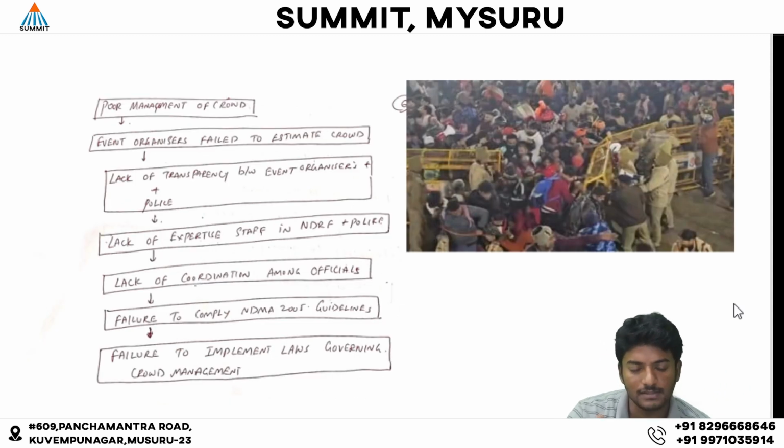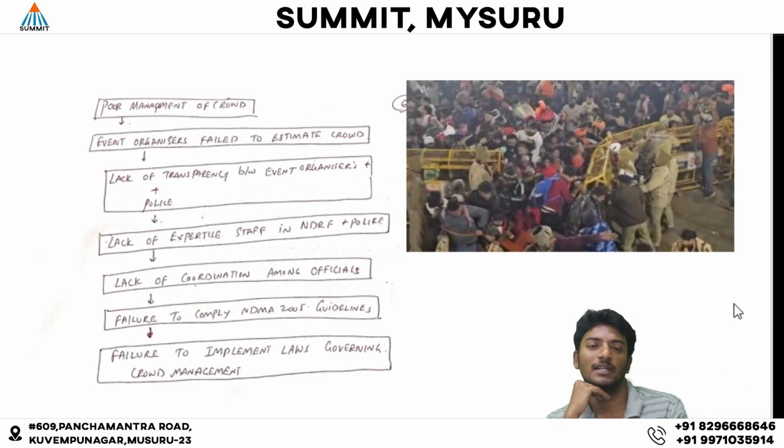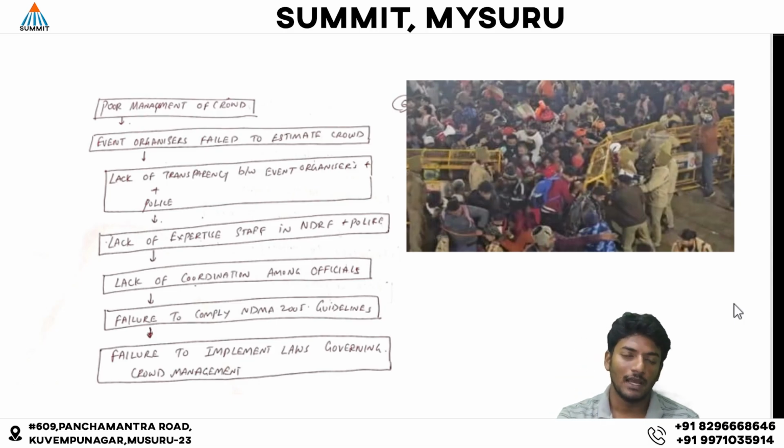Now we will discuss the second factor that is responsible for the stampede, that is the poor management of the crowd. Generally, the event organizers will estimate the quantity of the crowd, that is the volume of the crowd, and pass that information to the police department, and the police department will arrange the number of police personnel to handle such a crowd. But the problem arises when the event organizers fail to estimate the crowd.